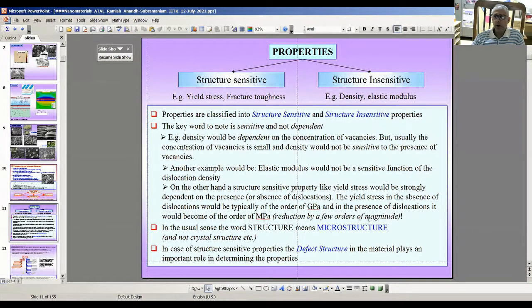But then we note here an important slide. There are structure sensitive and structure insensitive properties, and structure sensitive properties even in bulk materials like yield stress and fracture toughness. If you want to look at a magnetic property, then the structure sensitive property would be the coercivity. The structure insensitive property would be the saturation magnetization. Okay. So those quantities you have to keep in mind.